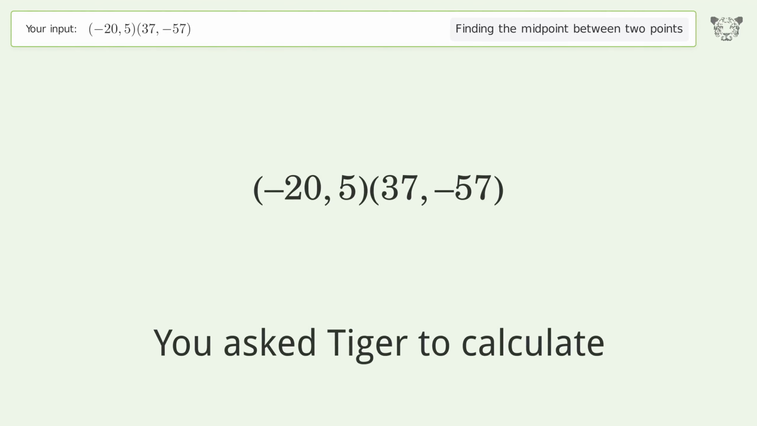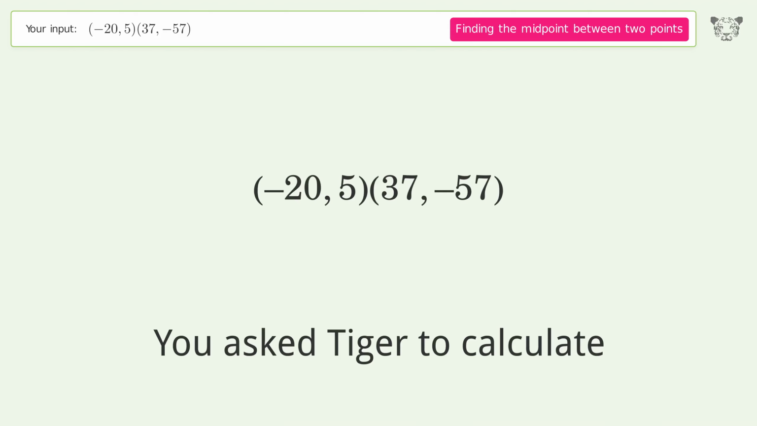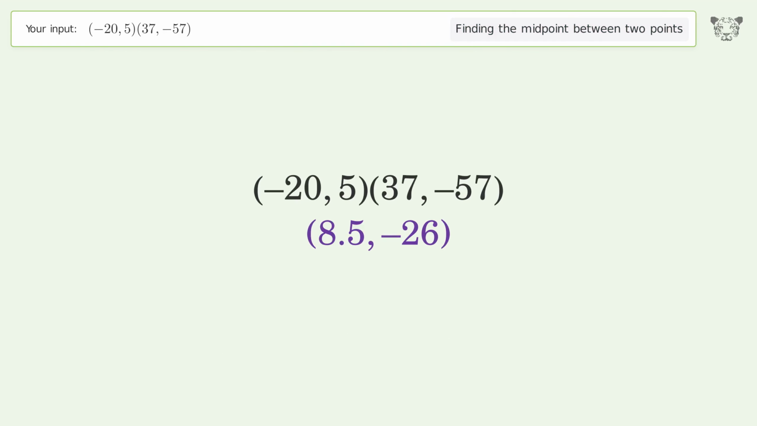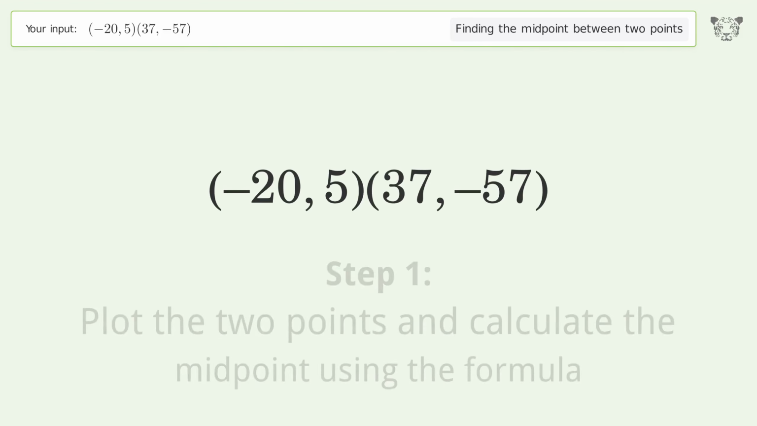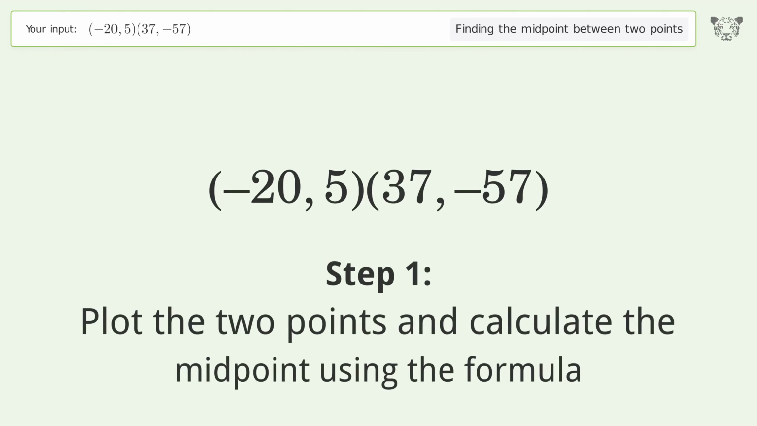You ask Tiger to calculate. This deals with finding the midpoint between 2 points. The midpoint between the 2 points is 8.5, -26. Let's solve it step by step. Plot the 2 points and calculate the midpoint using the formula.